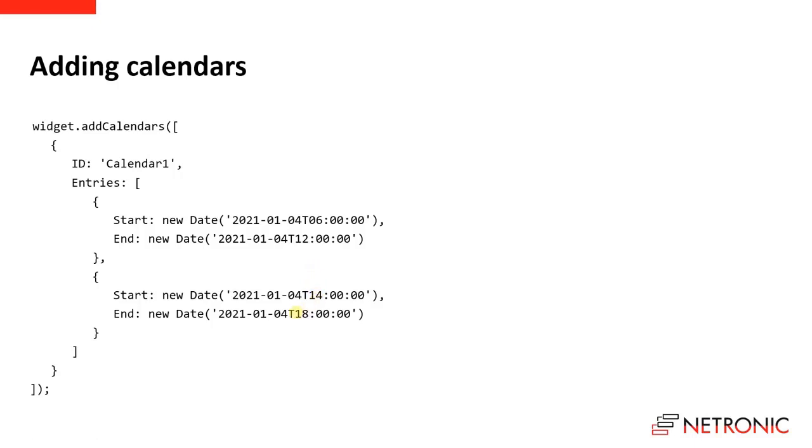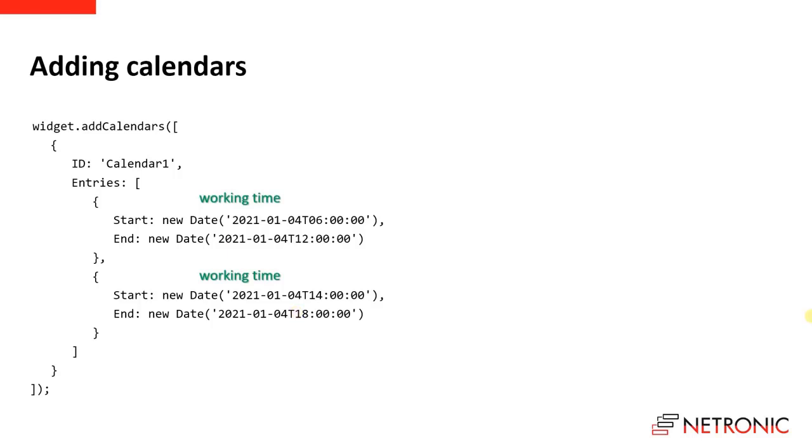Now, there's one thing you should keep in mind, and that is that the default time type of the Visual Scheduling Widget is non-working time. So if we define here a calendar with the two entries, then we define the working times of this calendar.